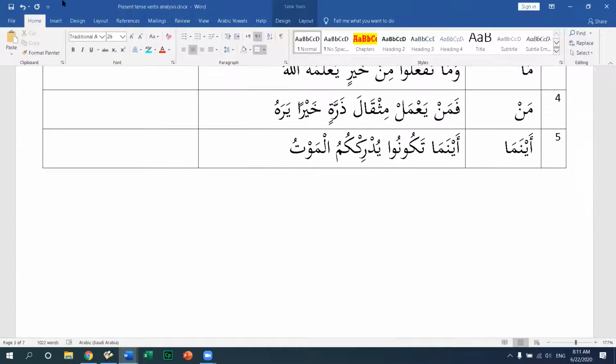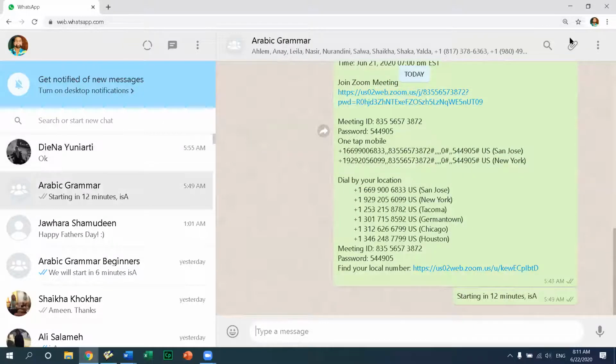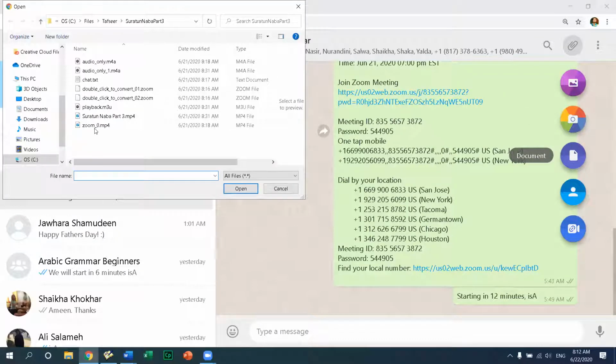And I'll go ahead and send this document to you in WhatsApp so that you can go ahead, go over it. How do you do that? Attach a document.